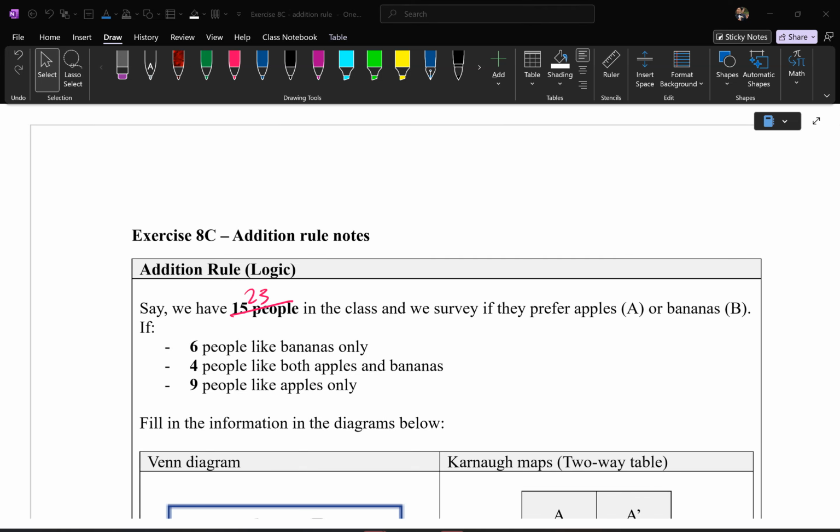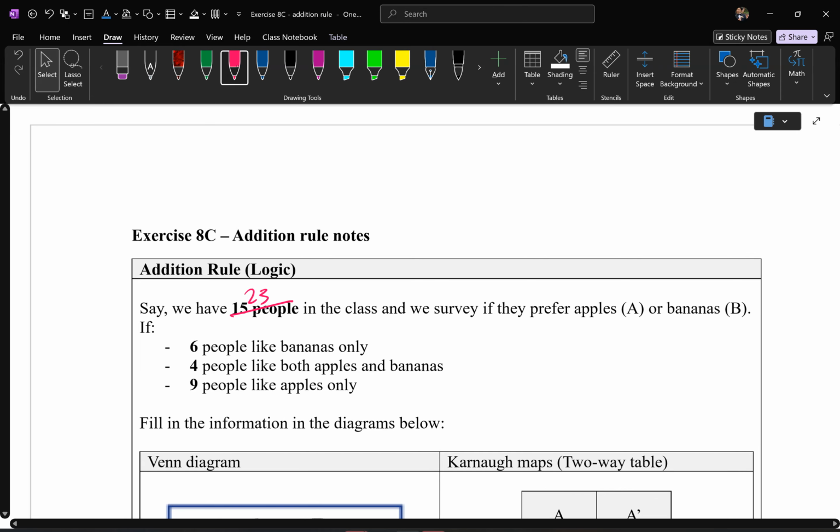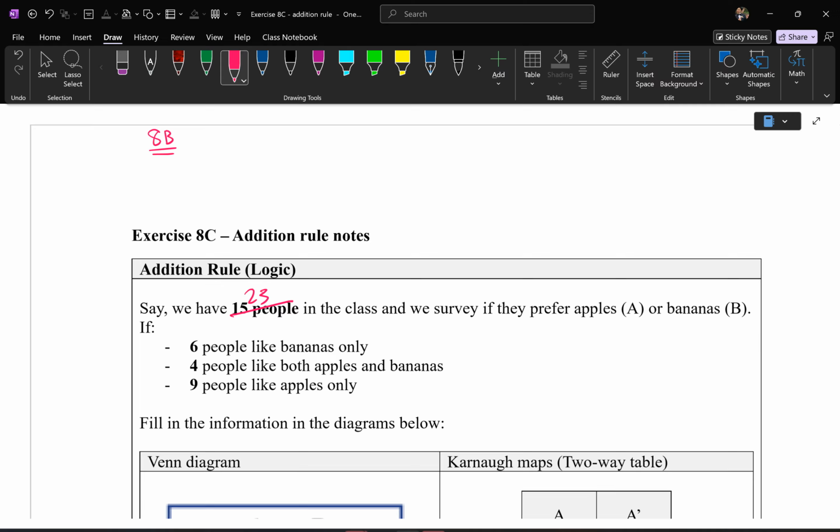It's recording. Okay, let's do a bit of recap. What did we do? Can I please have, let's go with Jaden. Last session, 8B. Tell me something you remember. Venn diagrams, very good. We learnt Venn diagrams.